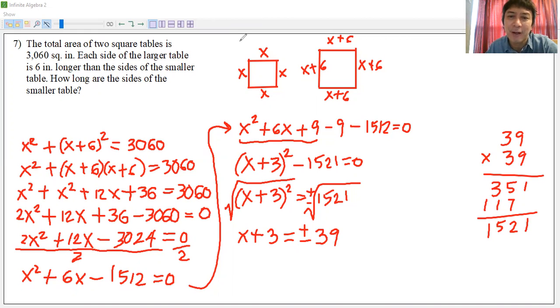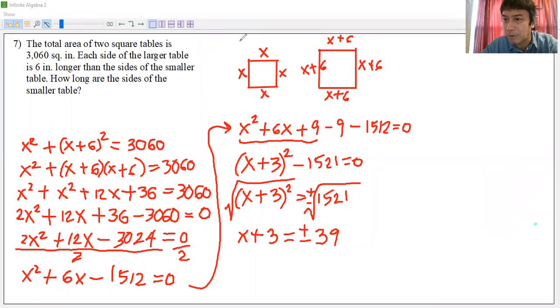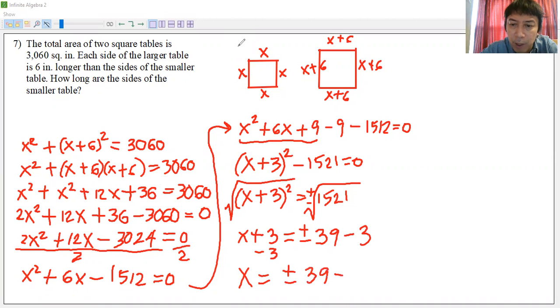All right. Now we can get the answer. We can now remove the checking because we need a space to write on. Let's continue with the x. x plus 3 squared equals 39 squared, plus or minus. We shall subtract 3 here and subtract 3 there. So x is equal to plus or minus 39 minus 3.